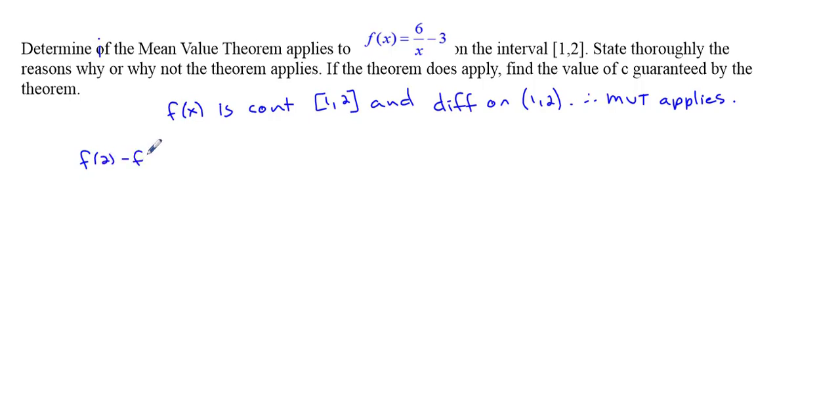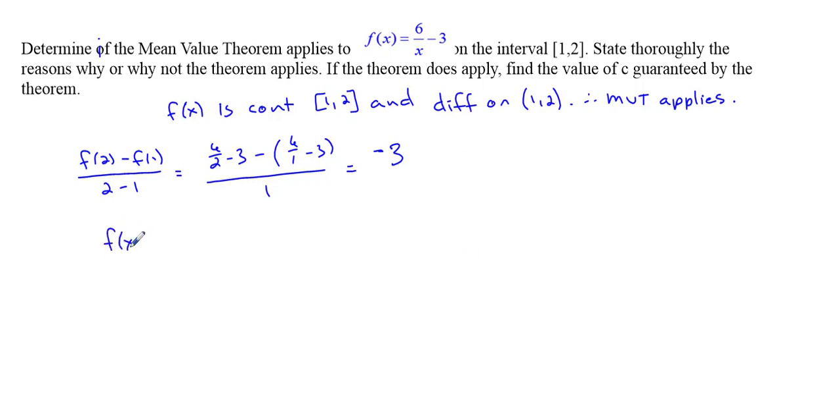f of 2 minus f of 1 all over 2 minus 1. And that's just the slope between 2 points, right? Average rate of change. Was that 6 over 2 minus 3 minus 6 over 1 minus 3, all over 1? 6 over 2 is what? 3. 3 minus 3 is 0. 6 over 1 is 6, minus 3 is 3. So 0 minus 3, negative 3. Coincidence. All right, what's our derivative now?